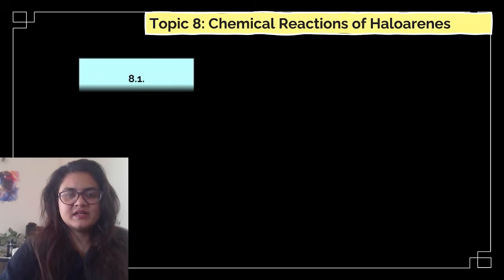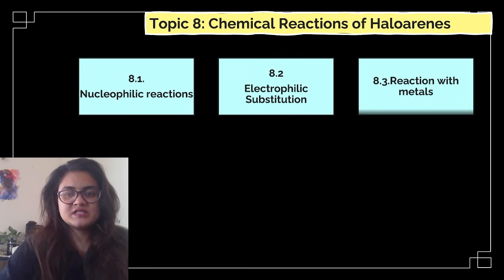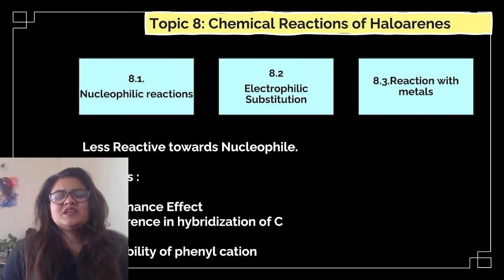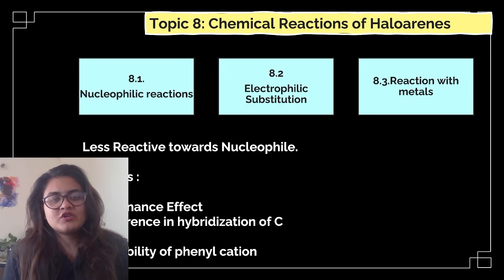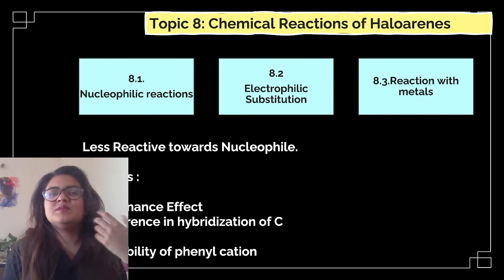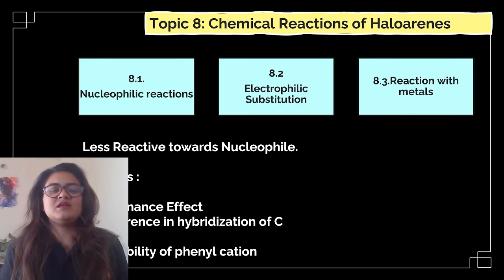Chemical reactions of haloarenes. We will study nucleophilic reaction, electrophilic substitution, and reaction with metals. Nucleophilic reaction is definitely going to be less reactive. Why? Because the ring itself has so much electron density, how can a further nucleophile attack on it? So definitely resonance effect, difference in hybridization of carbon atom, and instability of phenyl cation. Because on the benzene ring, if you make a cation, it's extremely unstable, it will lose its aromaticity. Because of these reasons, the nucleophilic attack is not that prominent.